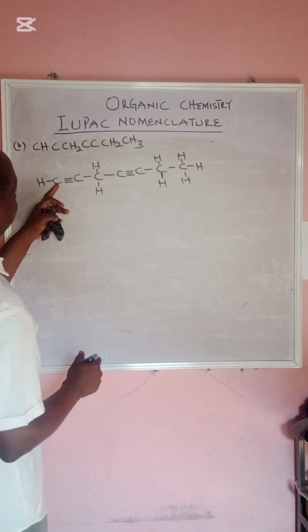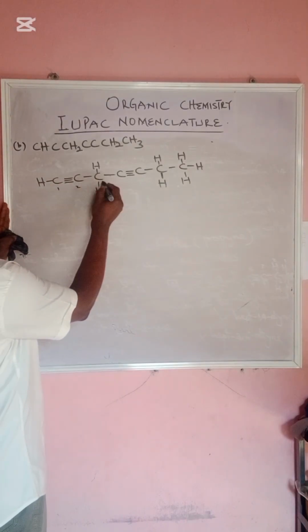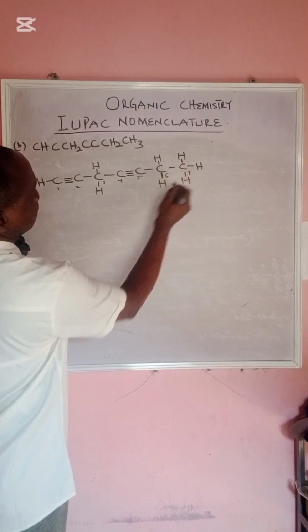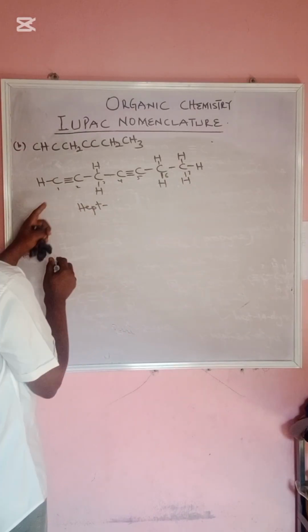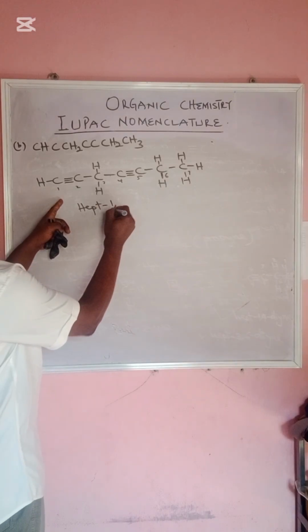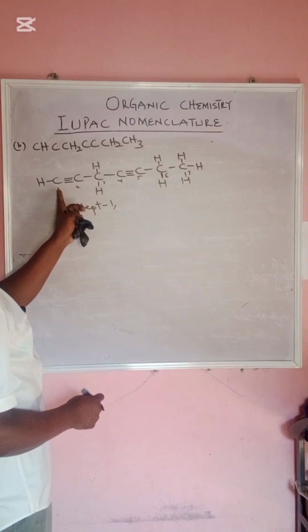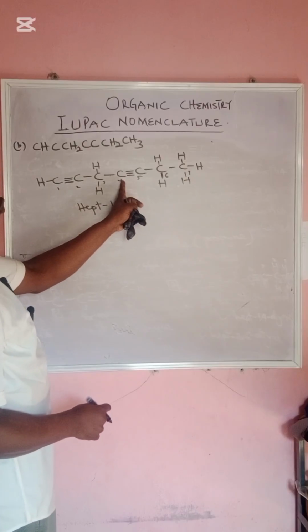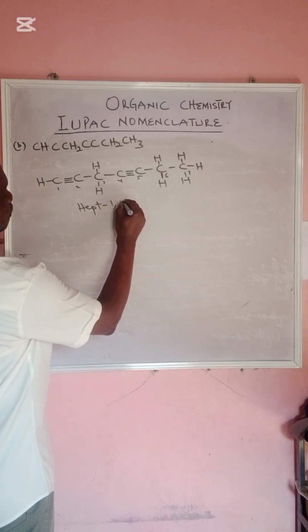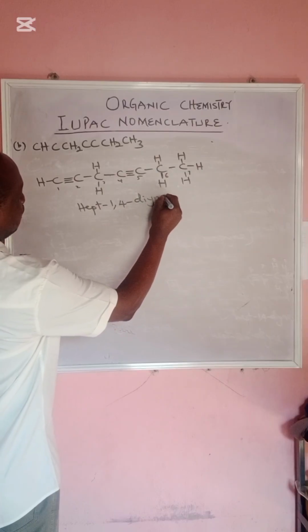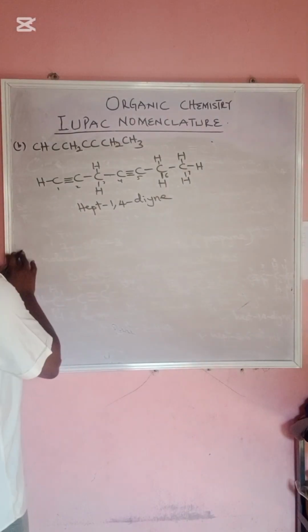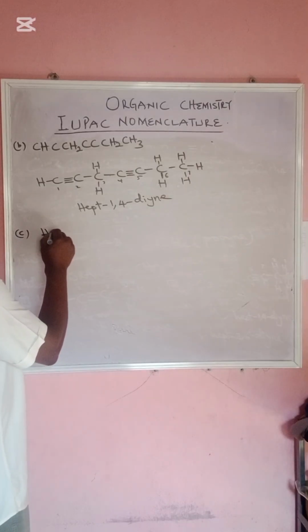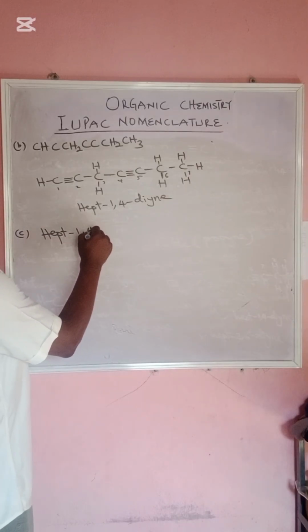Like this one now, if you count from left to right, 1, 2, 3, 4, 5, 6, 7. That is hepta. A triple bond on carbon 1 and 2, you take 1. Another yne on carbon 4 and 5, you take carbon 4. Then diyne, at 1,4-diyne. That is what you are given.